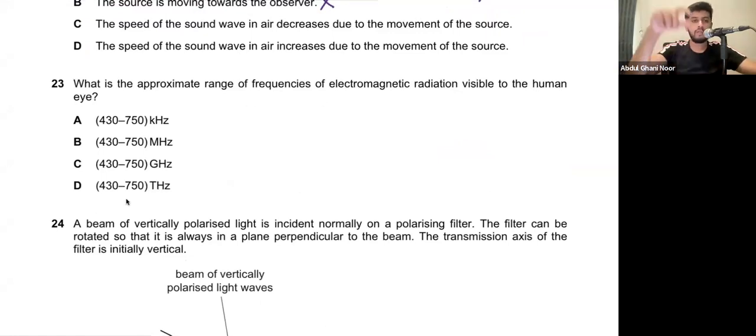Question number 23 says, what is the approximate range of frequency of electromagnetic radiations visible to human eye? Haji, this is something that you need to remember.